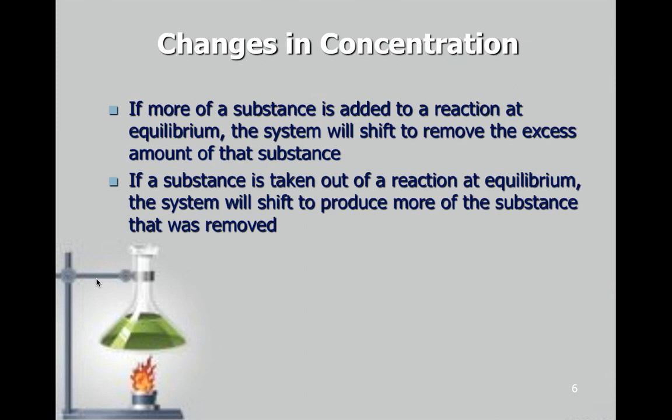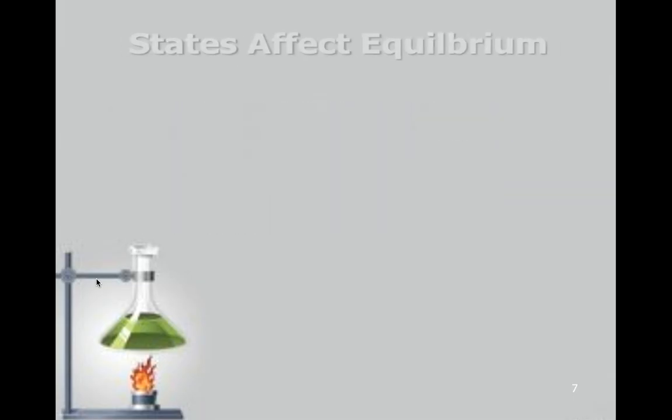If we're adding more reactants, we're going to get rid of that by making more products. Or if we add more products, we can get rid of the extra products by shifting and making more reactants. If a substance is taken out of a reaction at equilibrium, the system will shift to produce more of the substance that was removed. We'll go through a little bit more of that on the next slide.